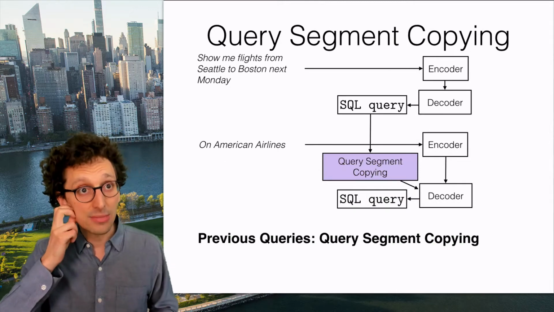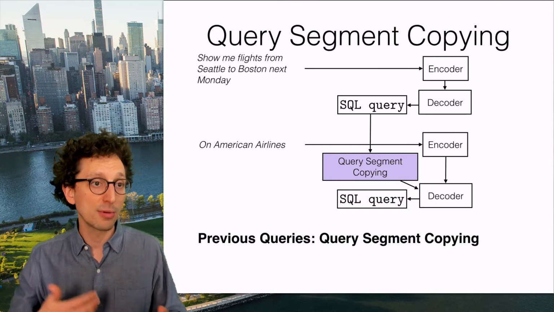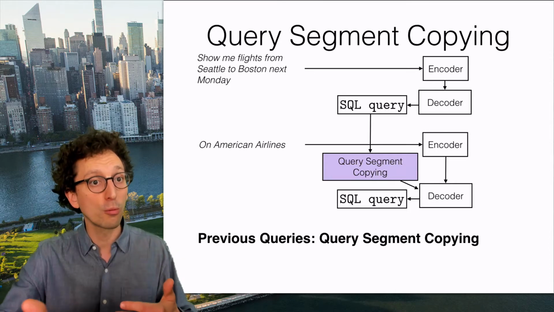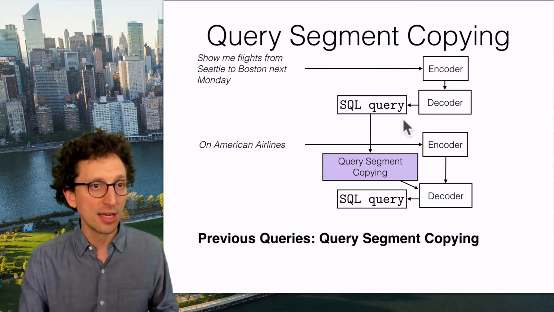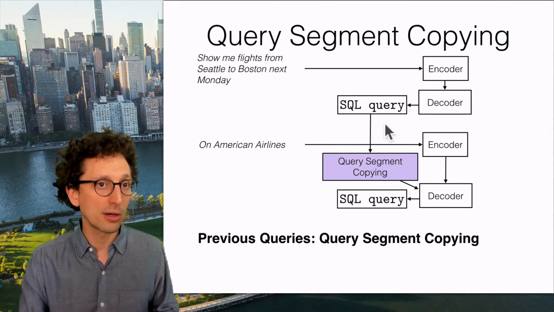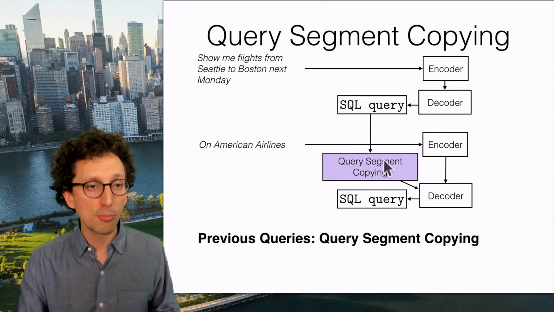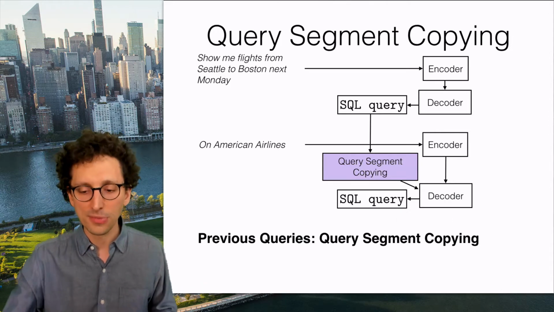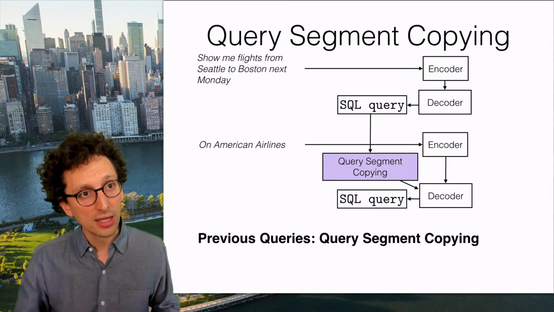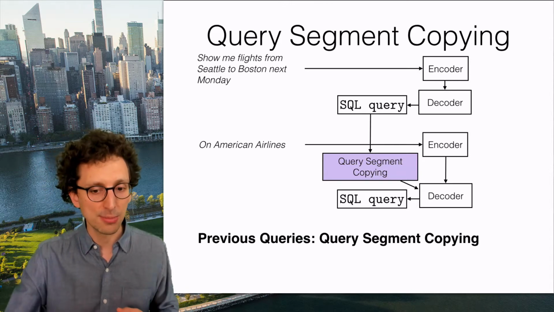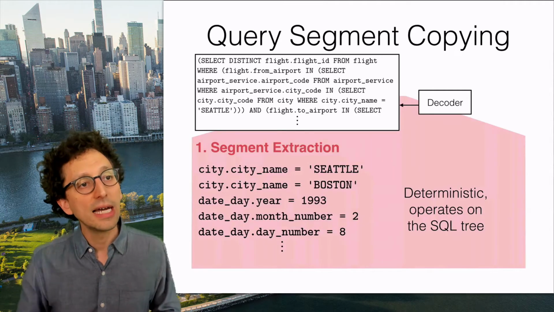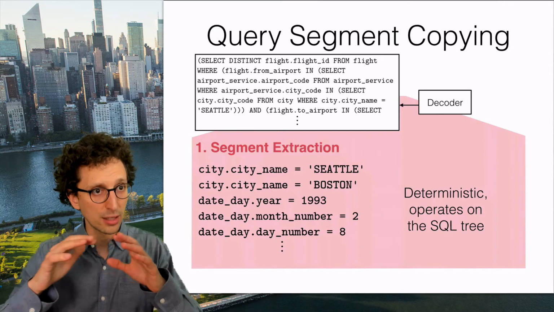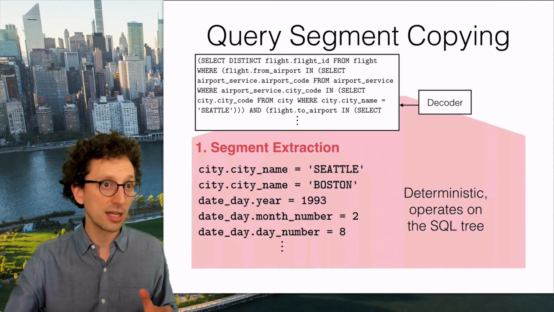The second mechanism is query segment copying, and this allows us to copy segments from previous queries. So this operates at the level of taking the SQL query that was previously generated, copying from it and giving it to the decoder to potentially generate the next SQL query. And this mechanism operates using a number of steps. It first extracts segments from the previous SQL query. This is a deterministic process that operates on the expression tree of the SQL, and it's relatively simple.